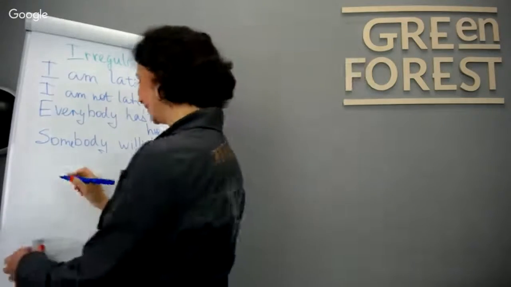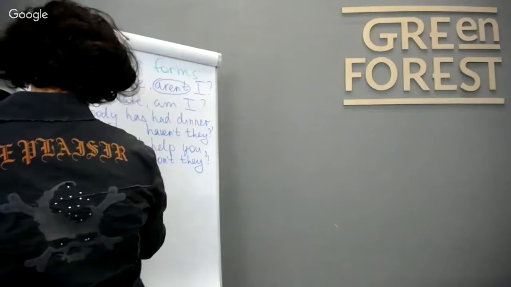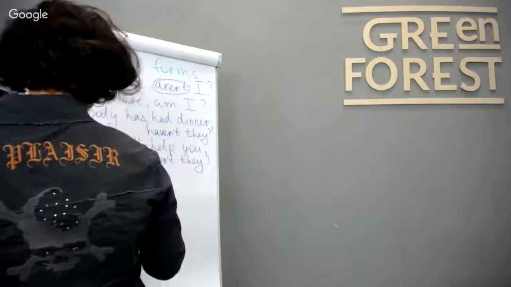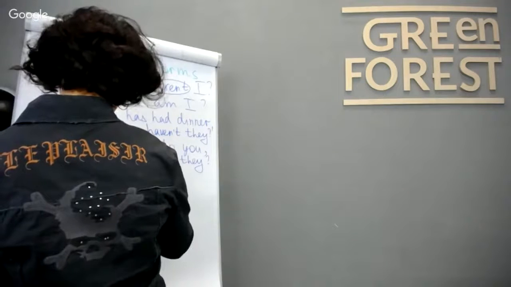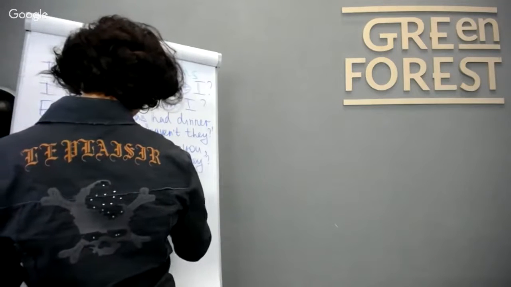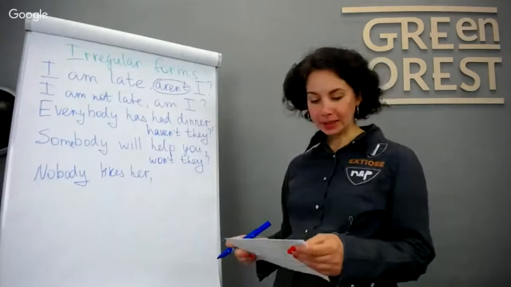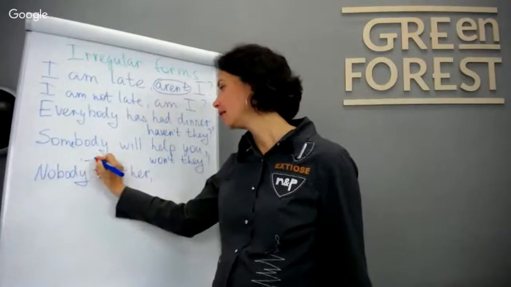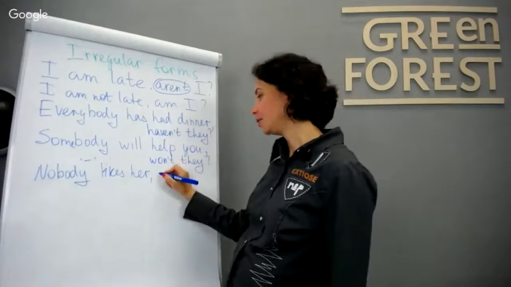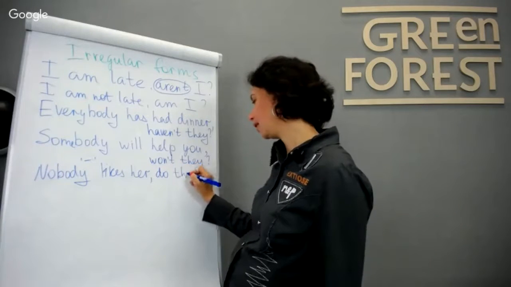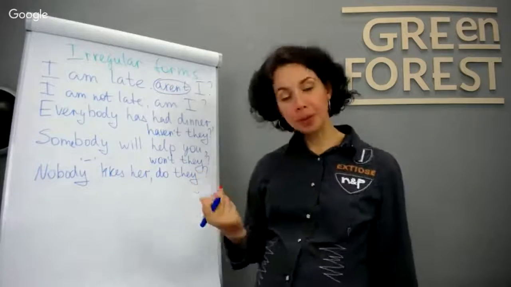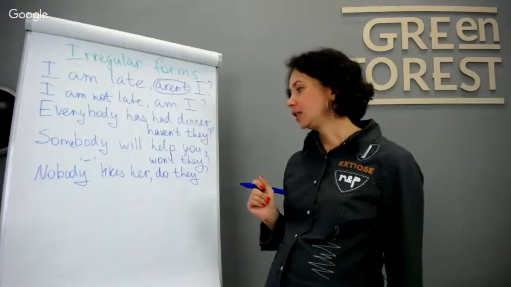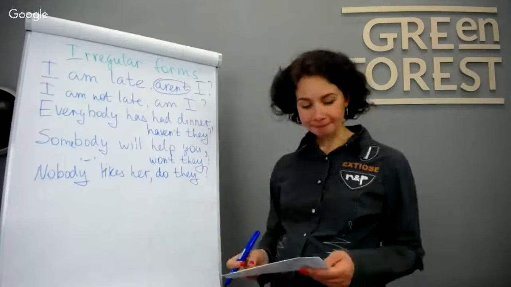When we have nobody. What do we have here? Nobody likes her. When we have nobody likes her, this is already a negative sentence, right? So our tag must be positive, and we say do they, because despite the fact that nobody is singular, when we create a tag, we need to use they, do they.